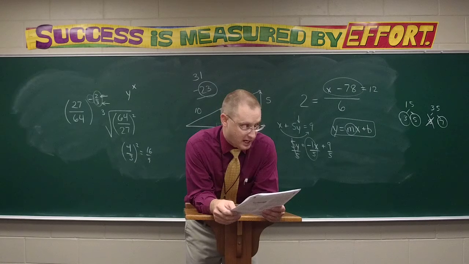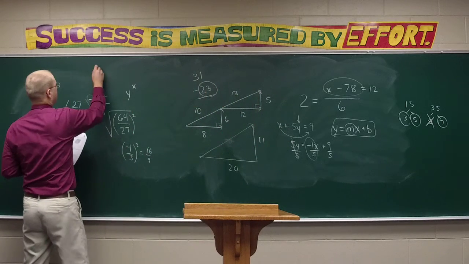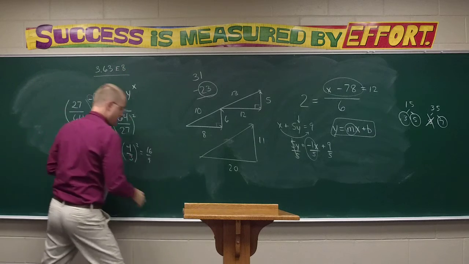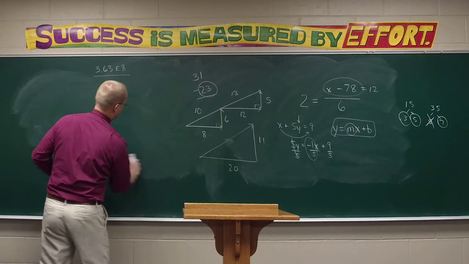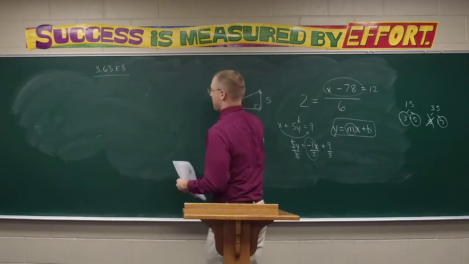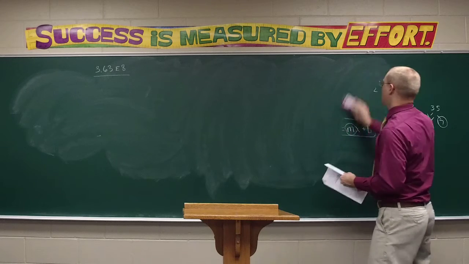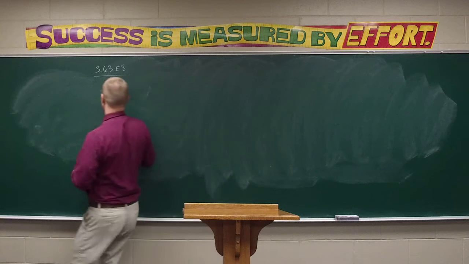We want water, right? So how much of it is water? 3.63 E8 is water. Okay, what's all we got? Total. What do we have to do? Add them together to get what? 5.11 E8, right?